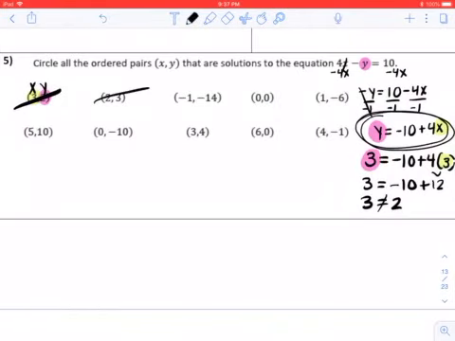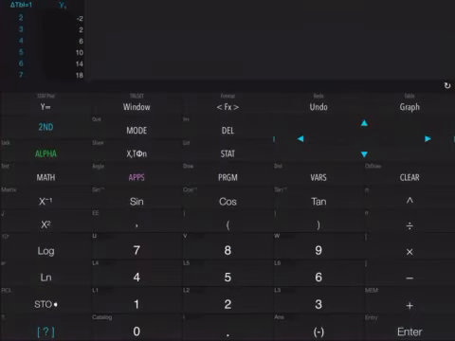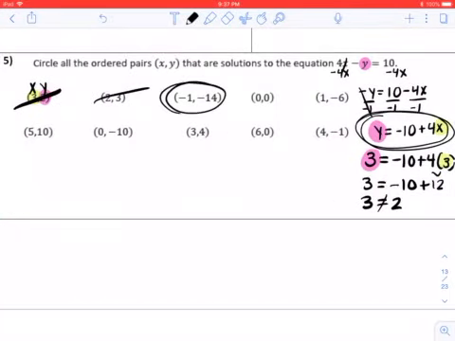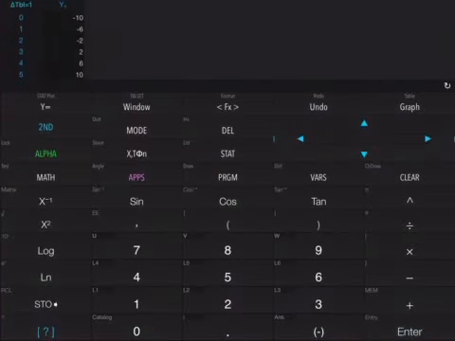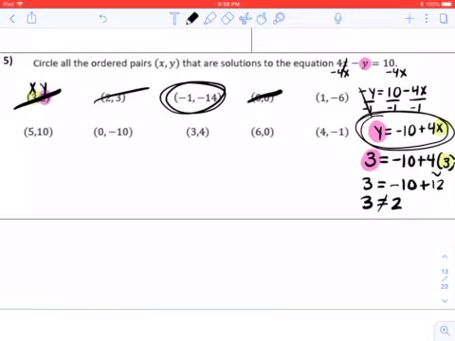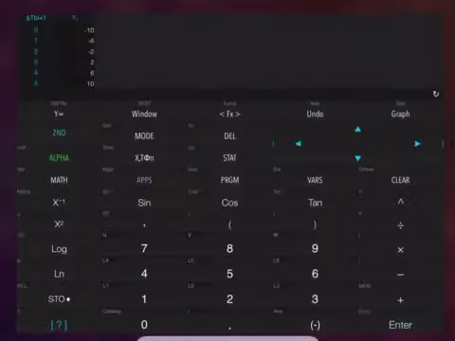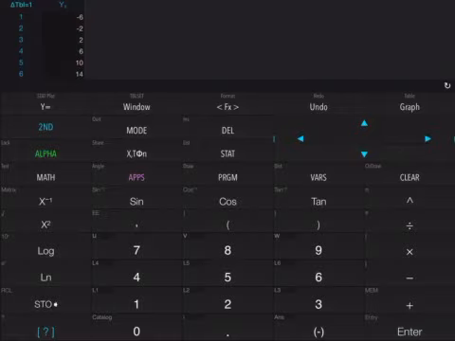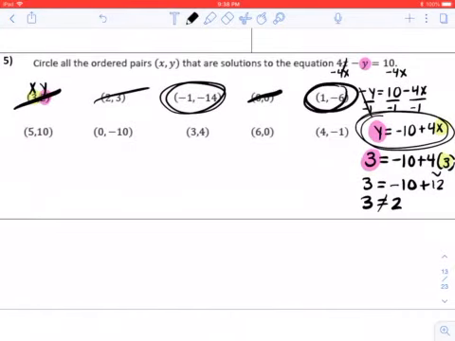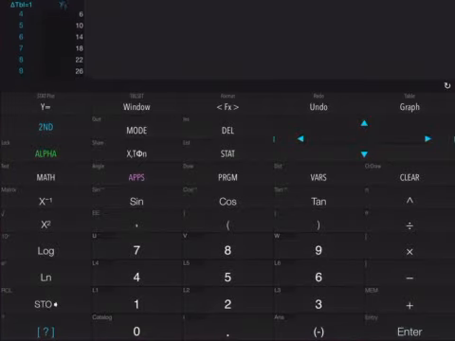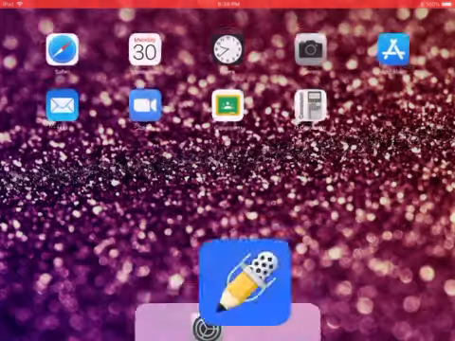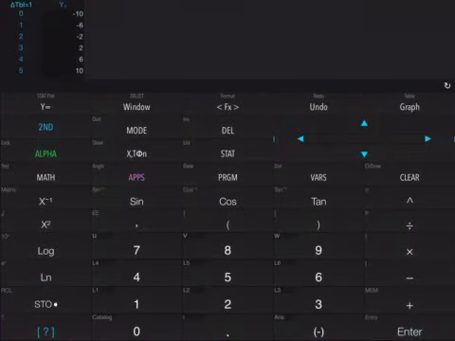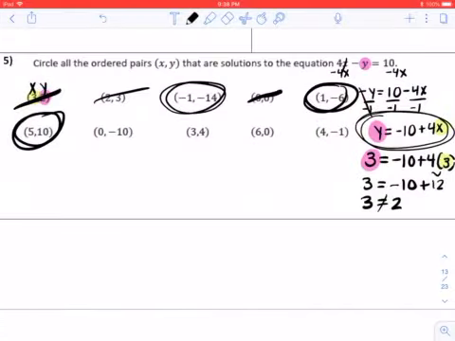I have the point negative 1, negative 14. So if I go to my calculator, I have the point negative 1, negative 14 right there. So we can circle that. Then I have 0, 0. 0 is actually negative 10 on my calculator, so that's crossed off. I have 1, negative 6. 1, negative 6 is right there, so that gets circled. 5, 10. 5, 10 is right there, so that gets circled. 0, negative 10. 0, negative 10 is right there, so that gets circled.